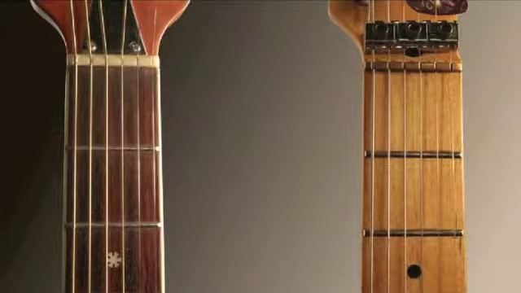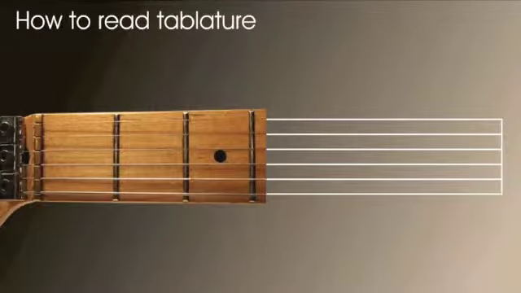Tablature is the same for electric guitar and acoustic guitar. It consists of 6 lines which represent the strings of the guitar. The bottom line represents the thickest string, or the bottom E, and the top line represents the thinnest string, or the top E. The fretting positions are represented by numbers.